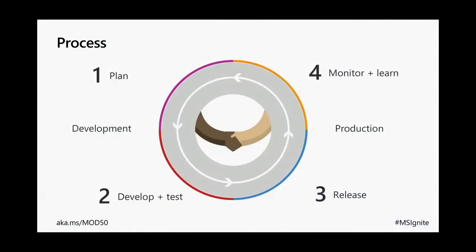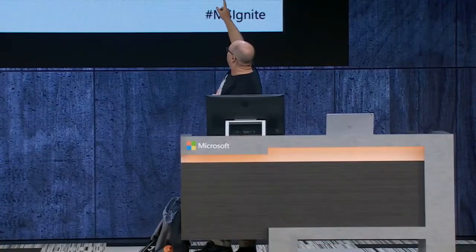Now, how do you actually get the people to work together? Well, there's process. So making sure that everybody understands their roles. And you have, between the planning, development, test, release, and delivering things to production, making sure that everybody communicates well. Monitor and learn is often overlooked. That's one of the most important things, though.